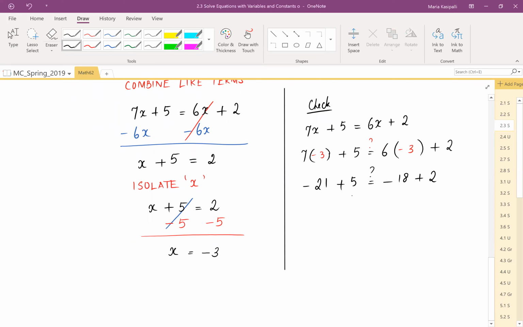So I've got to subtract the two numbers. I have 16 with the sign of the larger number equals 16 with the sign of the larger number. It's a true statement. This means x equals -3 is the answer.